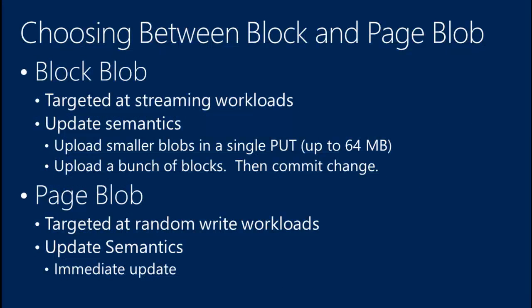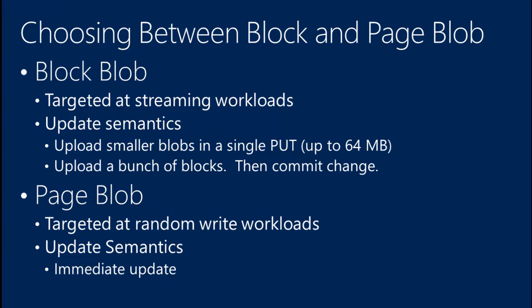All right, so now we decided, OK, blobs are great for my use case. How do I decide what to use? Again, block blobs are for streaming workloads, and depending on the update semantics you may need, you can update those. Use smaller blobs for a single operation up to 64 MB, or upload a bunch of blocks. And then page blob, again, is targeted at random read-write workloads. The update semantics there is immediately when I write, it's available everywhere.